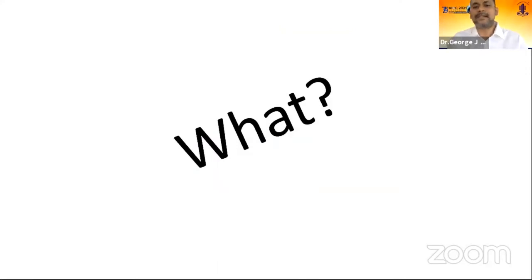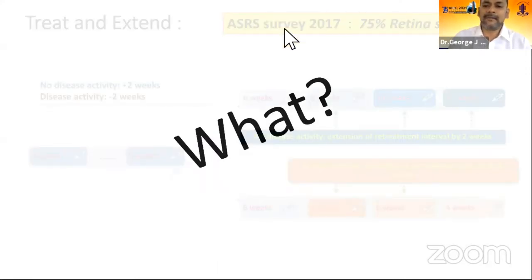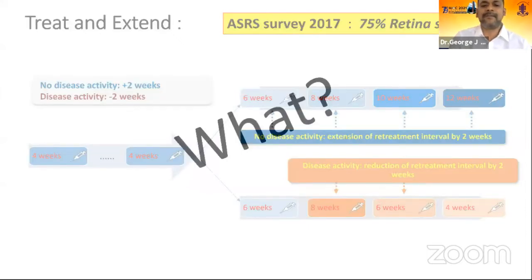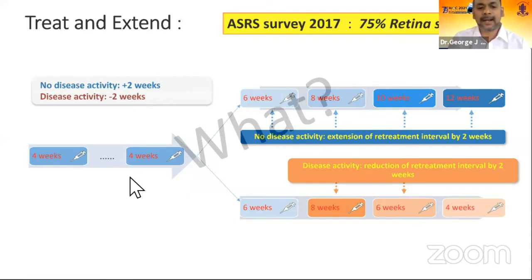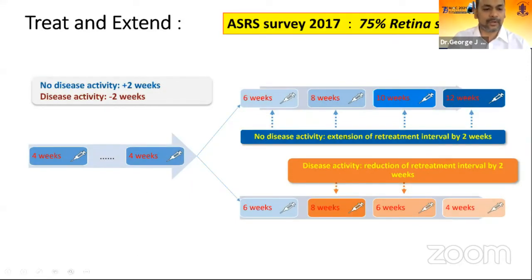So what is this treat and extend regime that we are talking about? In the ASRS survey, 75% of retina specialists prefer treat and extend in neovascular AMD, unlike diabetic macular edema or vein occlusion. Here, this is nothing but three monthly loading doses, and once the macula is dry, extend the further visits. All visits are injection visits, and these visits are extended by 2 weekly or 4 weekly until once in 3 months injection. At any time, with macular fluid or drop in vision, reduce the next visit interval by 2 or 4 weeks, back to once in 6 weeks, depending on the disease activity.